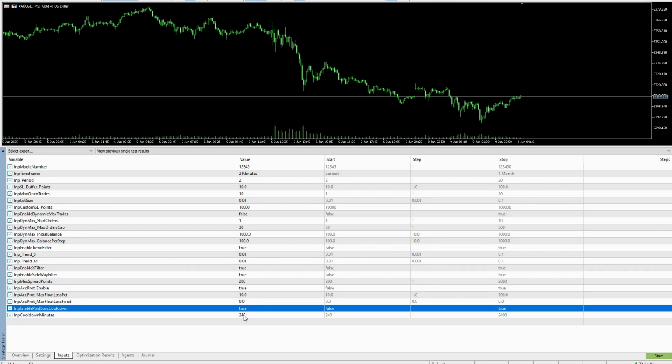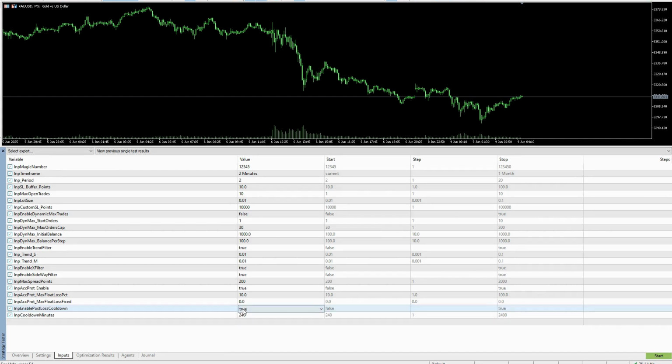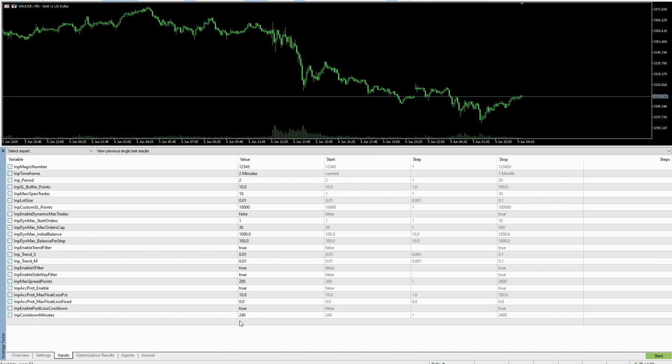Finally, there is a cooldown mechanism after a loss, which is the number of minutes the EA will pause trading after a position is closed due to SL. I will set this to 240 minutes. All right, let's see how this EA performs.